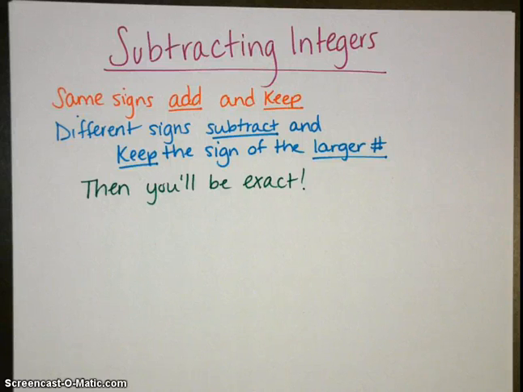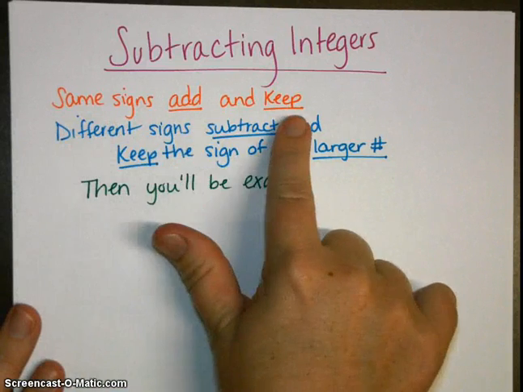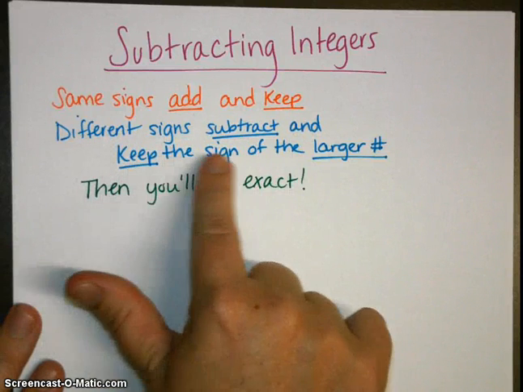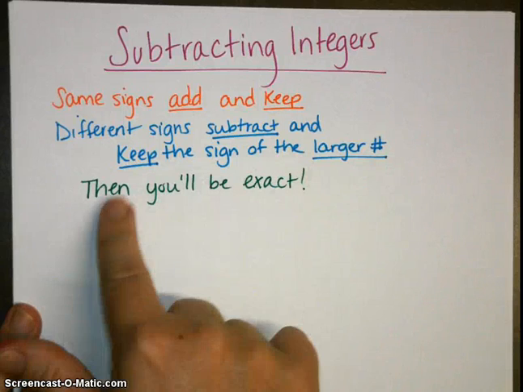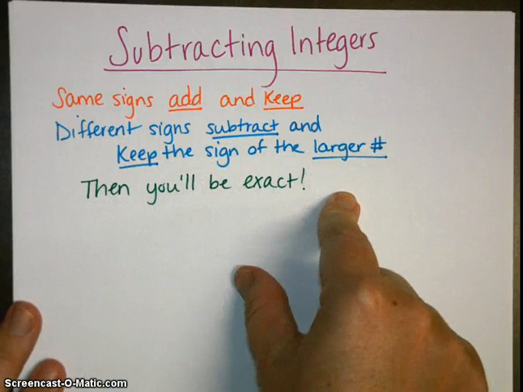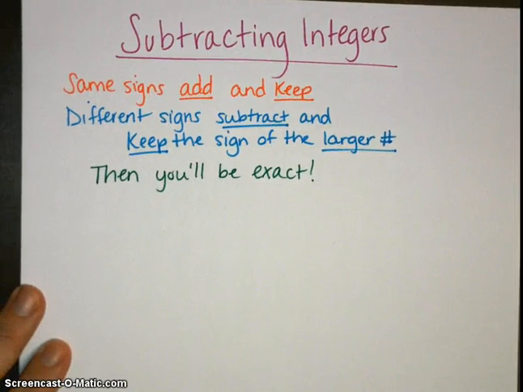So we're going to start off again with our song. Same signs add and keep, different signs subtract. Keep the sign of the larger number, then you'll be exact. So those are the rules we're going to use. Let's review a couple of questions.